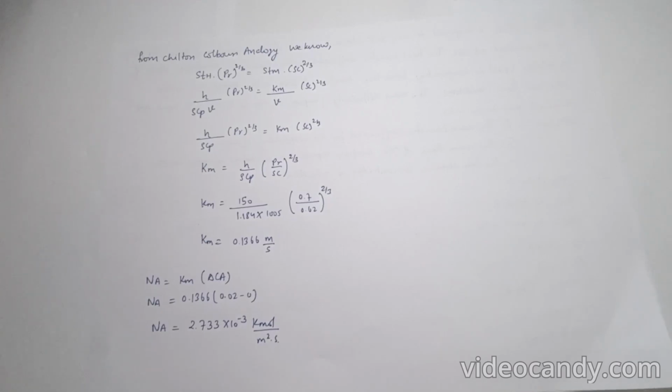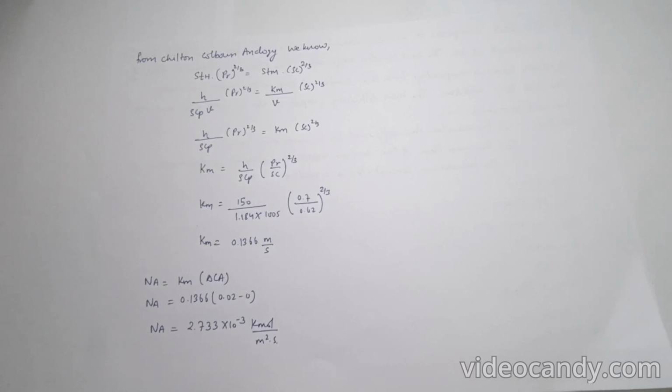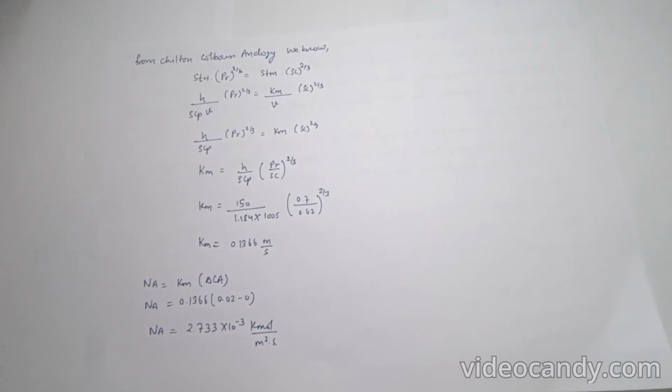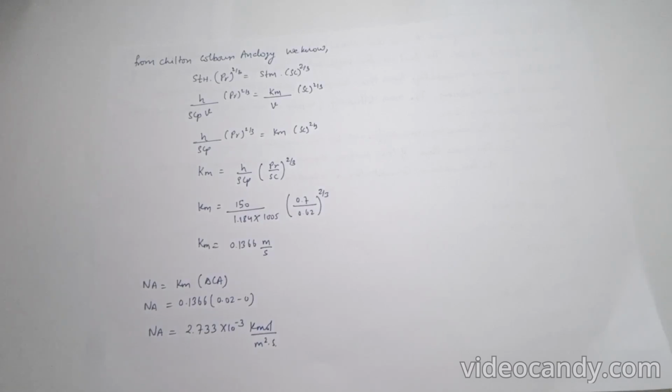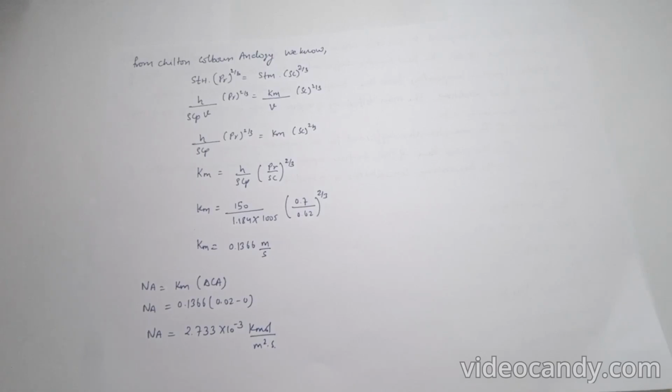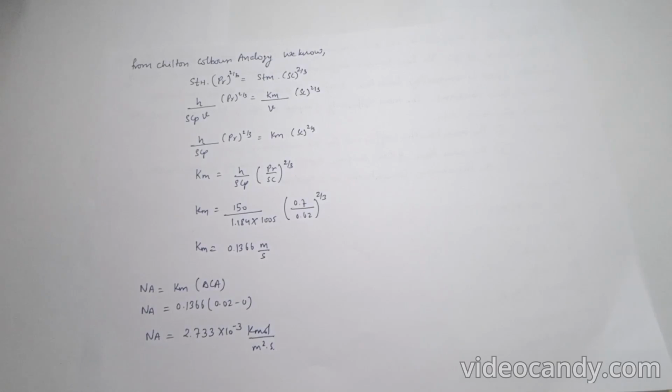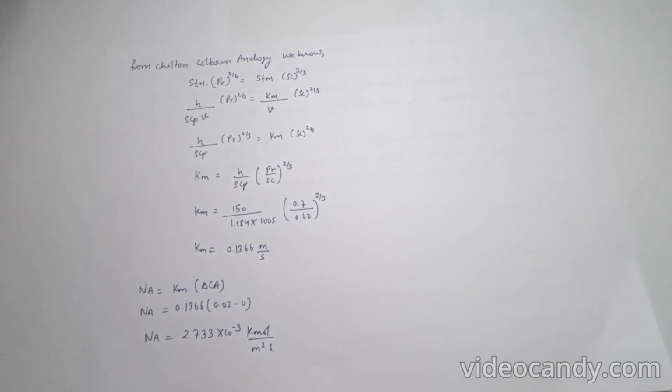So now we have looked at all the 5 questions where we have used the Chilton-Colburn analogy differently. Like first, we had to get the heat transfer coefficient from the mass transfer coefficient and the values of mass transfer, and in some cases the heat transfer coefficient was given and we had to calculate the mass transfer coefficient.